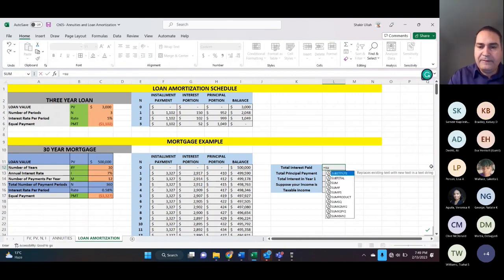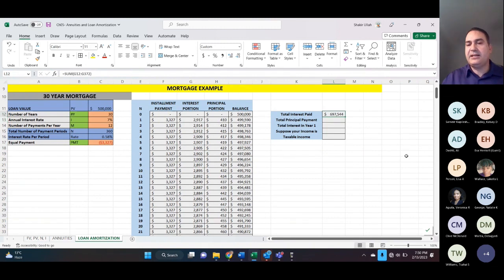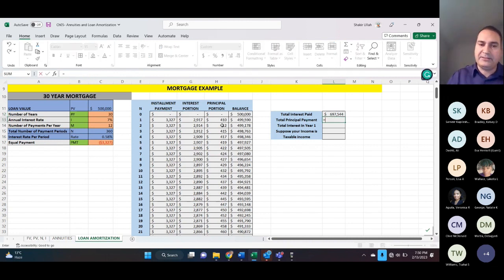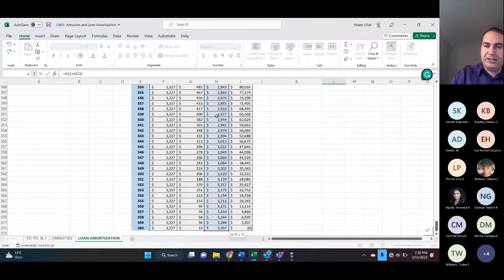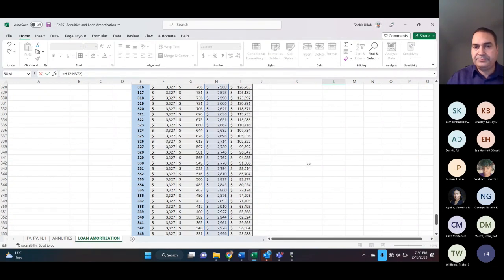That should be equal to the sum. This is the interest, right? So let me add this whole column up. Your total interest payment is $697,000. So that means it is almost 140% of your loan amount. Okay. Total principal payment, that should be, of course, 500,000. But if you want to check it, that would be equal to the sum of this column. That must be equal to 500,000.